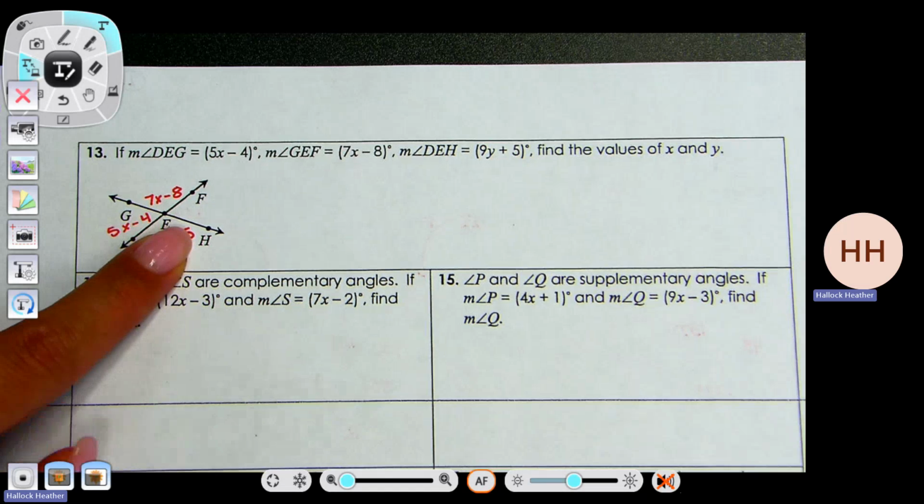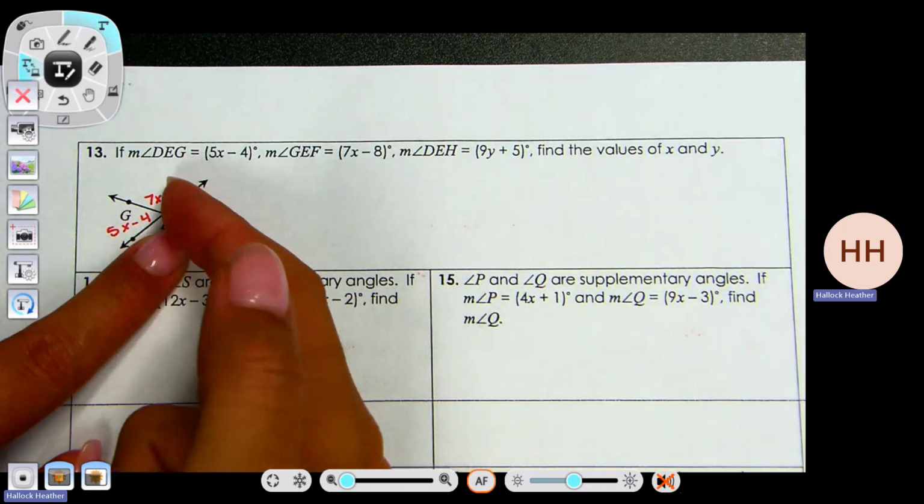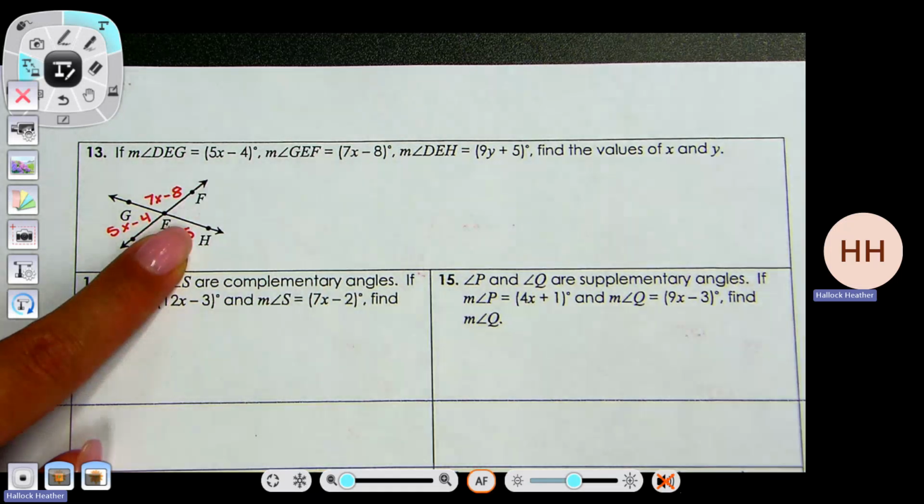So what should I do with the x's? Should I equal them to each other? Should I add to make 90? Should I add to make 180? Add to make 180. One is acute, one is obtuse. They're a linear pair, so I'm going to add to make 180.